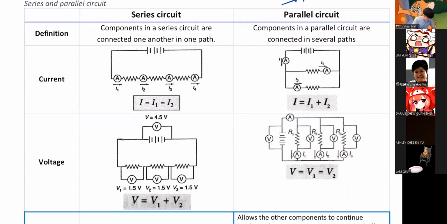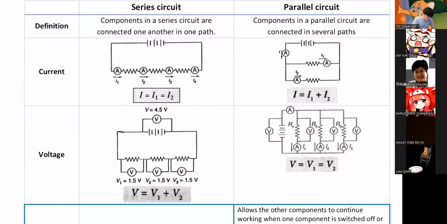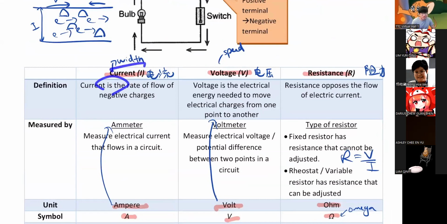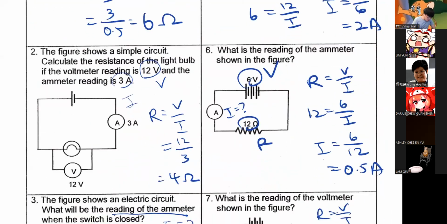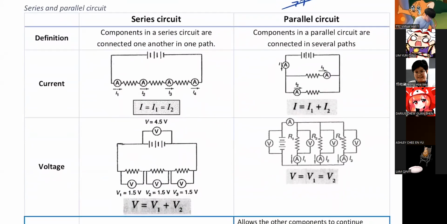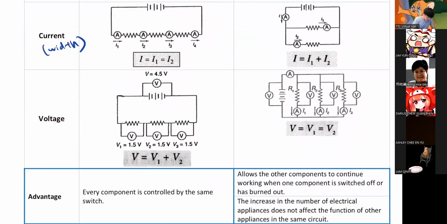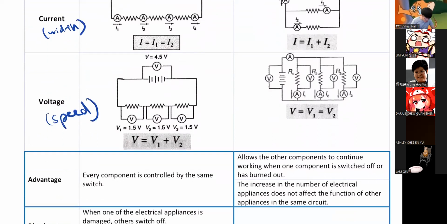Okay, you might say, so what? Let's talk about the current and the voltage. Remember what did I say? What is current? Current is the width of the river, right? So please write here, this is the width. Why do I want you to write this here? This is to make you understand easier later. So this is the width, and then voltage is the speed. Current 是电流，那个河流的宽度。Voltage 是速度，电压，那个河流的速度.